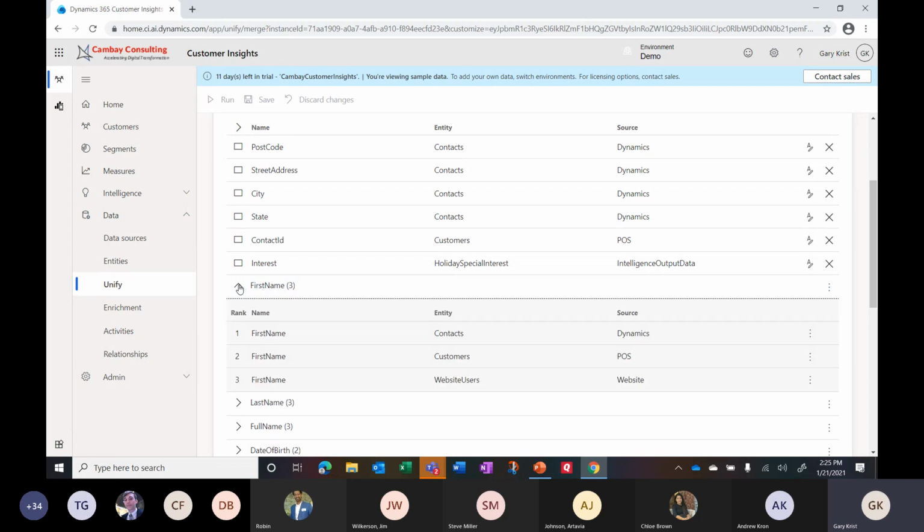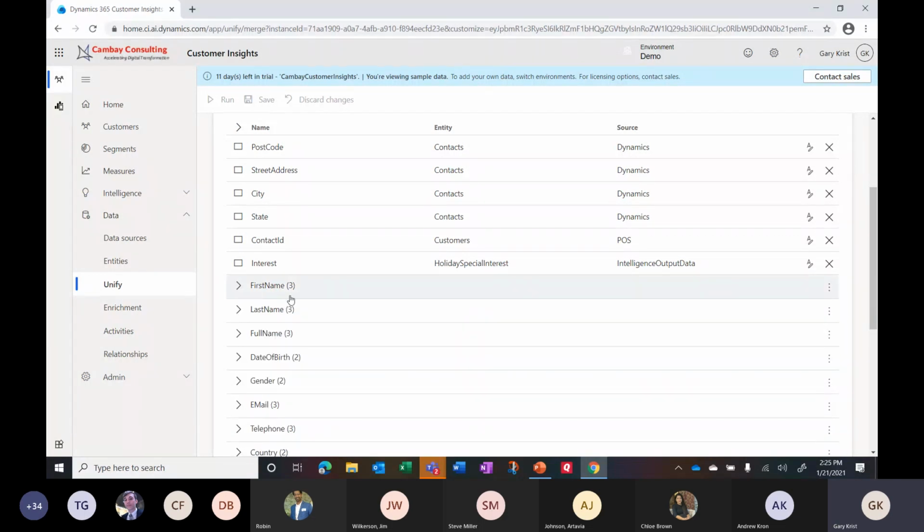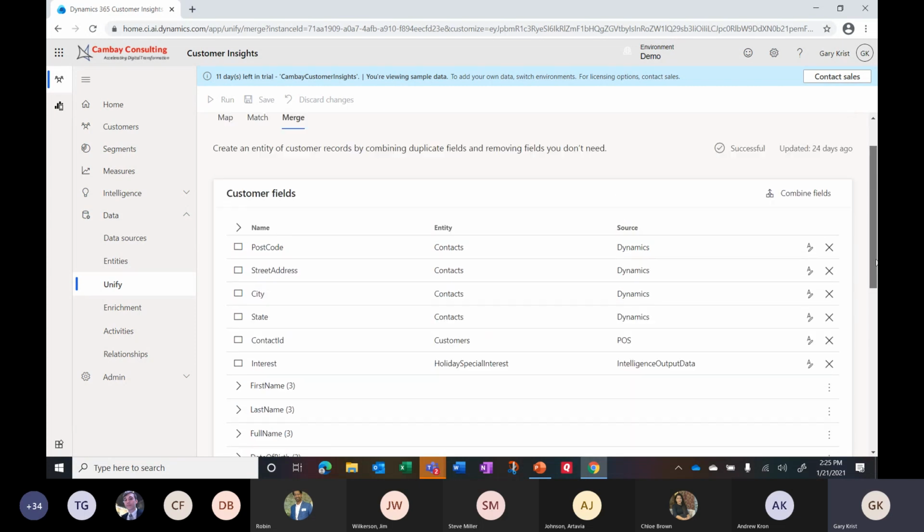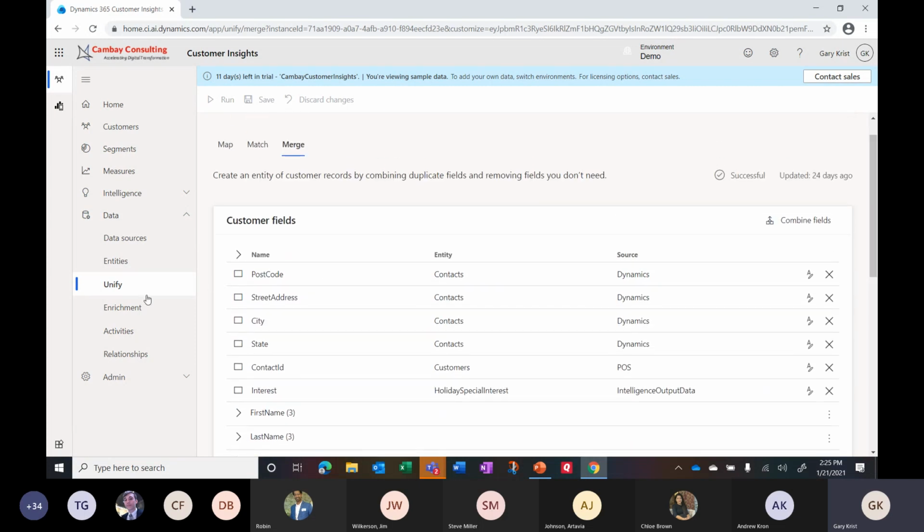Here you'll see where it's done some of the matching and merging. We have 3 first names because it's taken one from each of the systems, and we also tell it which one is our primary, which system is our host system. We had Dynamics as our primary. So it's going to use the data from Dynamics first, and then if that data doesn't exist in Dynamics, it'll go top down and show us that data merged together.